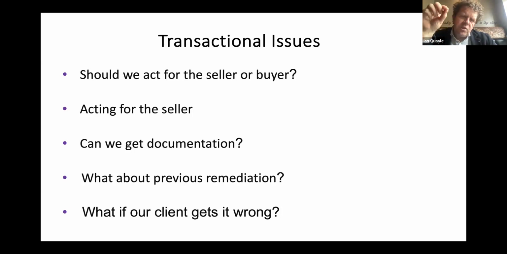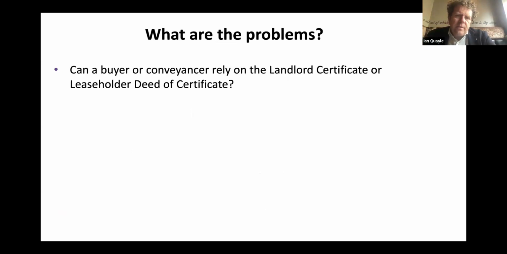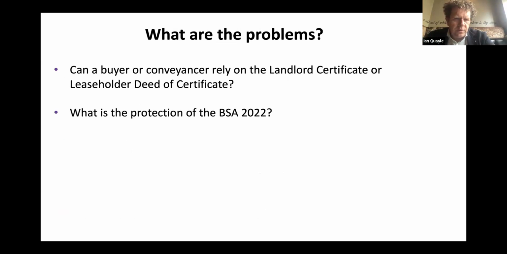If a client produces a leaseholder deed of certificate or indeed a TA7 form and the information is defective or incorrect, your client could be liable for misrepresentation. Where your client has deliberately lied, then they will be potentially committing an offence under Section 2 of the Fraud Act 2006. So can your buyer rely on a landlord certificate or a leaseholder deed of certificate? Well, you can't rely on the content of the information, seems to be the current viewpoint.